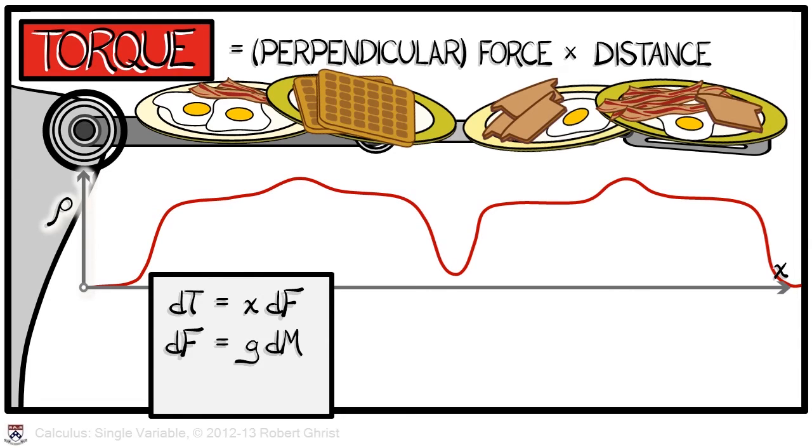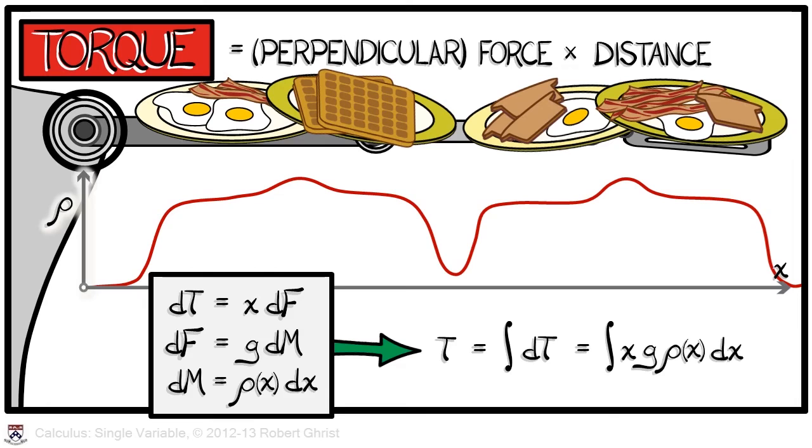What is that force element? Well, force is mass times acceleration. The acceleration is g, the gravitation constant. The mass, however, is a mass element, dm. And dm is computed as we have done before in the case of the pen, as the linear density, rho of x, times dx. Putting all of these together, we can obtain an integral for the torque as x times g times rho of x dx integrated over the arm.